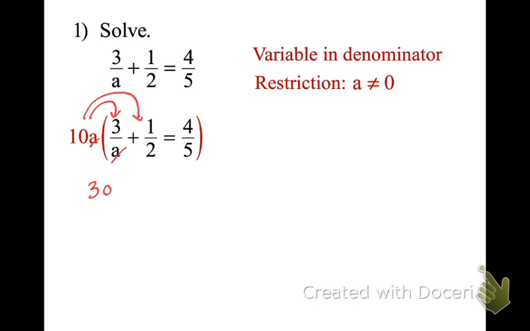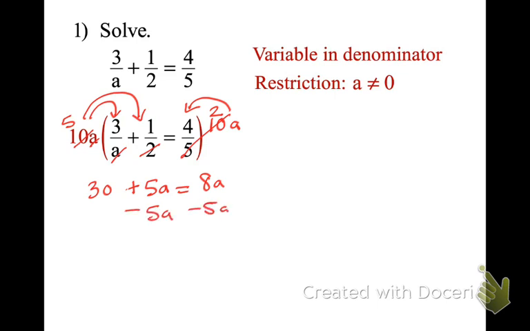When I distribute here, the 2 cross cancels and I'm left with 5a. And then when I distribute 10a here, I'm left with 2a times 4, which is 8a. Subtract the 5a. 30 equals 3a. Divide by 3, and a is equal to 10.